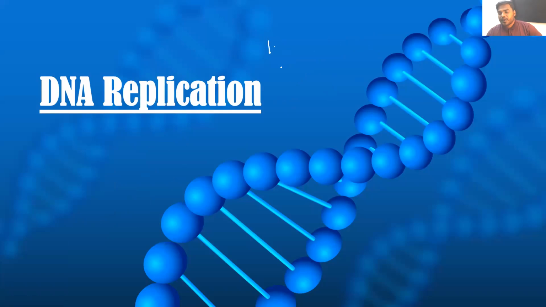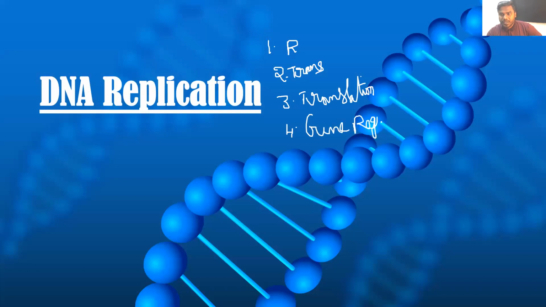So in this chapter, we have to majorly read the process of replication, the process of transcription, the process of translation, and most importantly, friends, the process of gene regulation. The process of gene regulation, where you have to read all these.